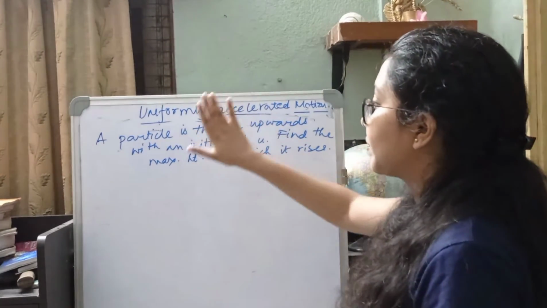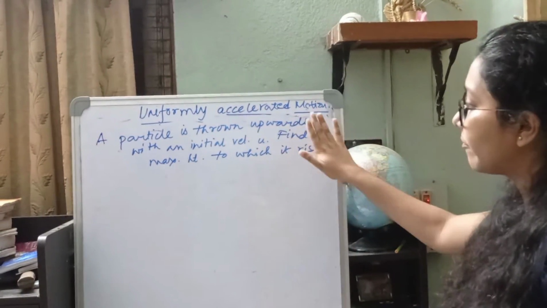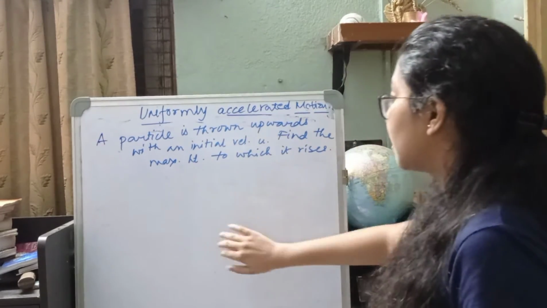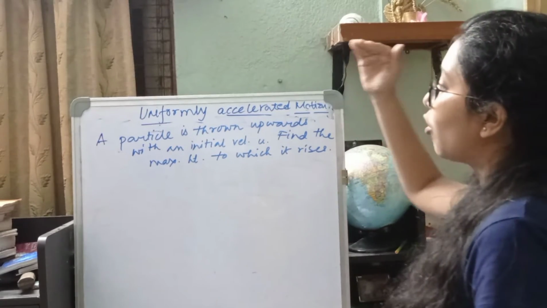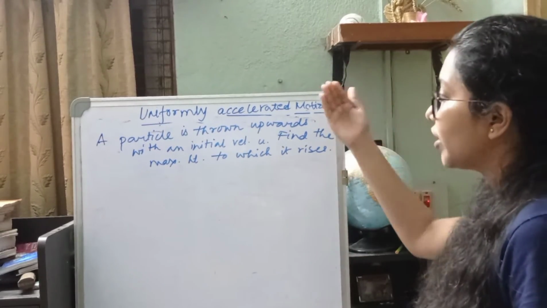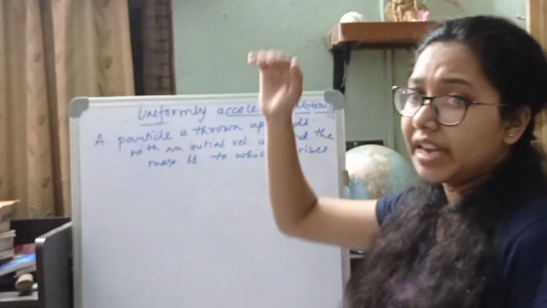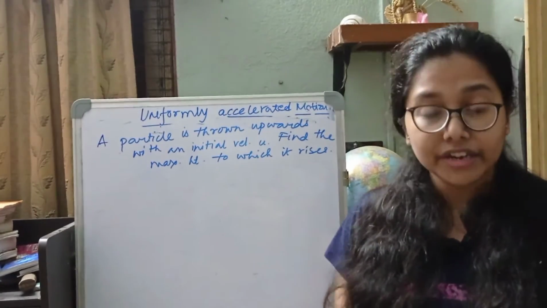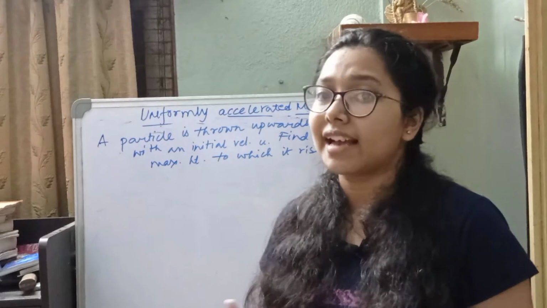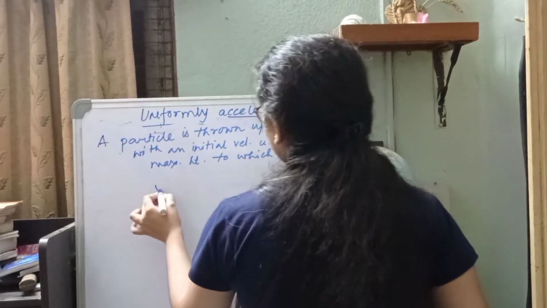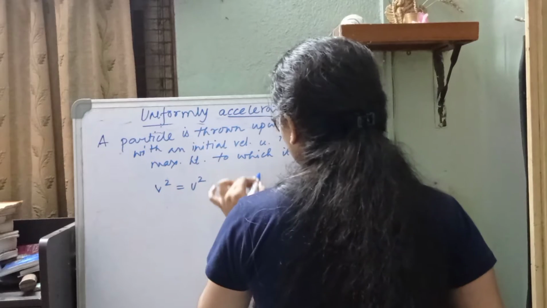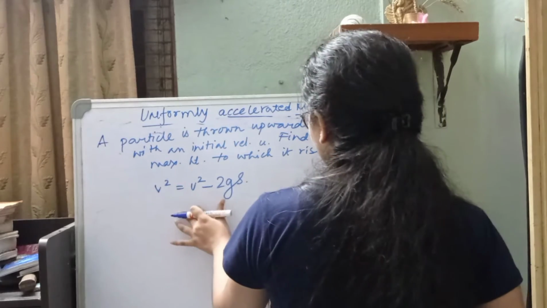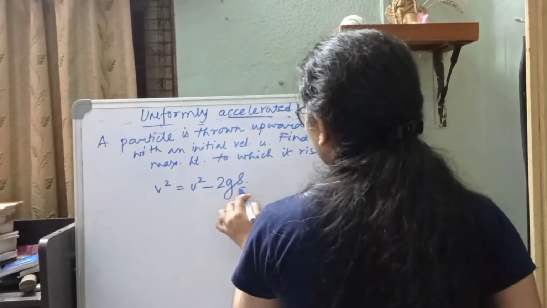In this question, it has been given that a particle is thrown upwards with an initial velocity u. Find the maximum height to which it rises. So now when it goes to the maximum height, as I said in the previous question also, the final velocity becomes 0, and because it is moving upwards, it is against the acceleration due to gravity. So we will be taking acceleration as minus g here. So I can easily apply v square is equals to u square minus 2gs, where s will be the maximum height.